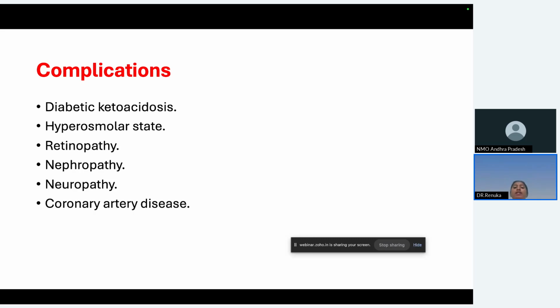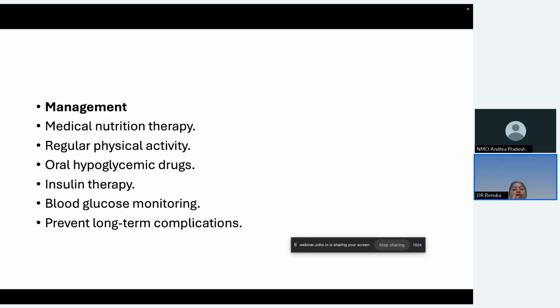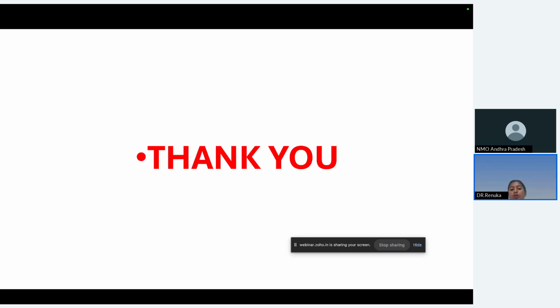What is the management? First thing is nutrition. We advise medical nutrition therapy, and then regular physical activity. We give oral hypoglycemic drugs such as sulfonylureas. The most frequently used is metformin, and then we give insulin therapy, and we constantly monitor blood glucose levels. All these things prevent the long-term complications. Thank you so much.